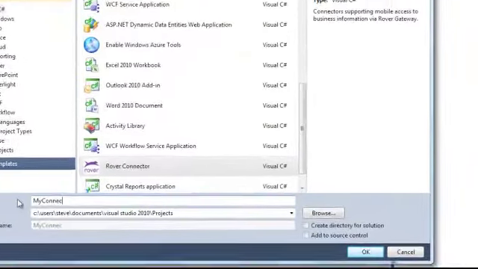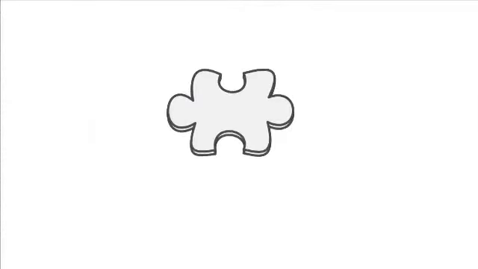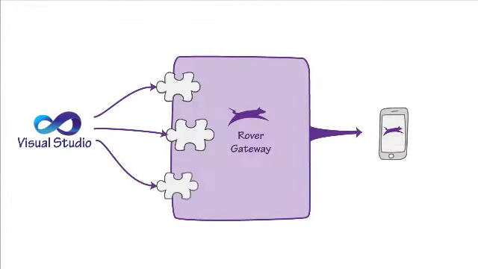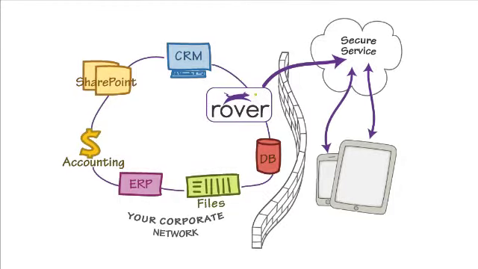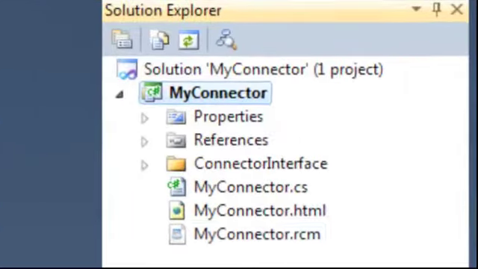The Rover Connector project generates a complete solution that is ready to build and deploy. A Rover Connector is deployed to a Rover Gateway and accessed through a Rover Retriever client. The Rover Gateway and client provide the rich mobile user interface and secure communications platform that allows you to simply focus on your data and business logic.